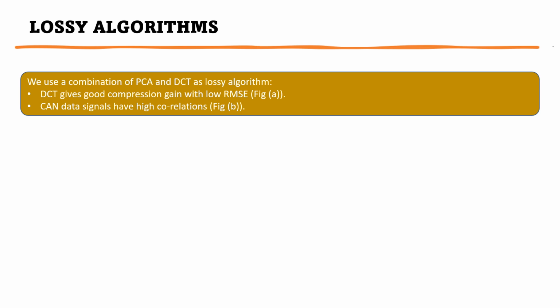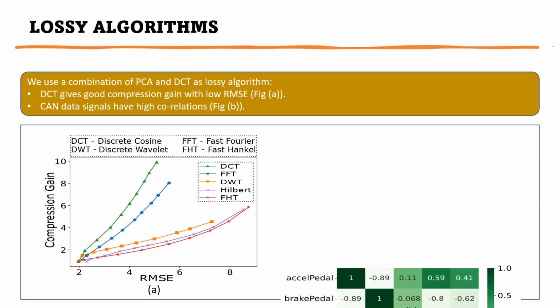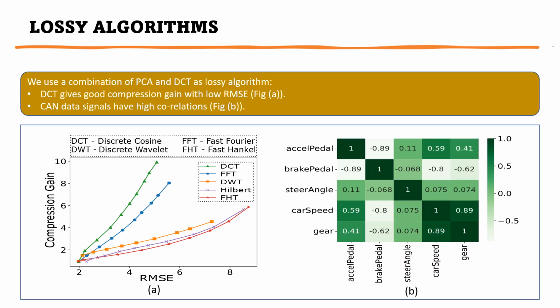Similarly, we compared various lossless algorithms, and from the graph, as you can see, DCT gives a good compression gain as well as low RMSE. So we choose DCT as our lossy algorithm. Also, as can be seen from the heat map, CAN data signals have high correlation, and hence we use PCA for dimensionality reduction for a better space gain.